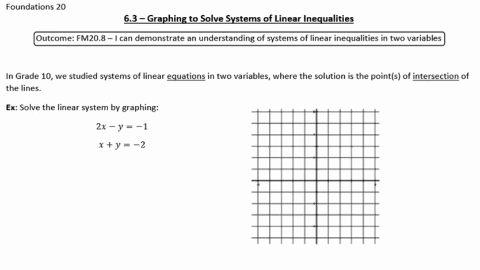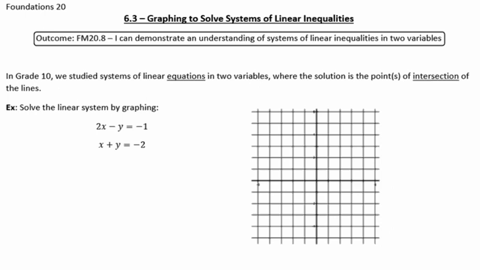6.3 is graphing to solve systems of linear inequalities. So last year in grade 10, we studied systems of linear equations like we've looked at in the previous section with two different variables so that we were able to switch it into slope-intercept form, graph two separate ones, and the solution was the point where those two lines intersected each other or crossed. So the point of intersection was our solution.